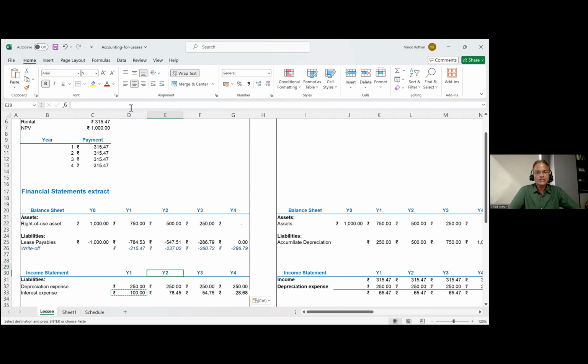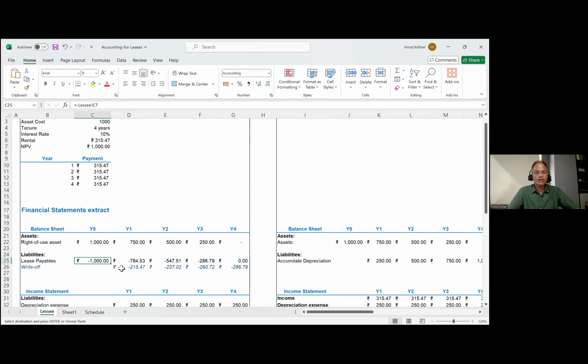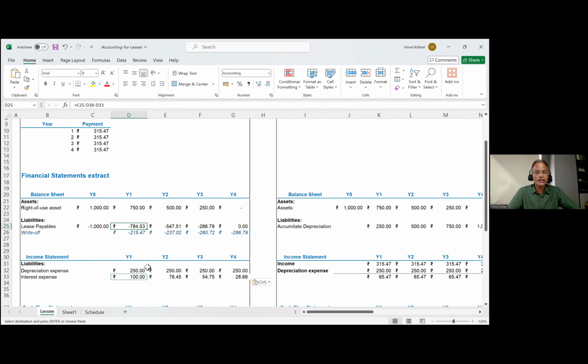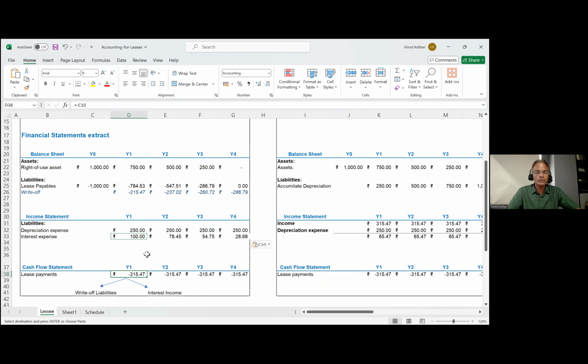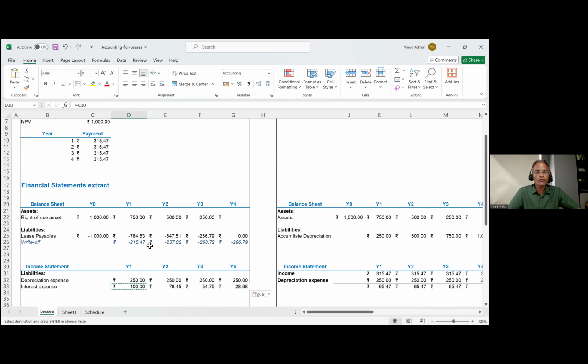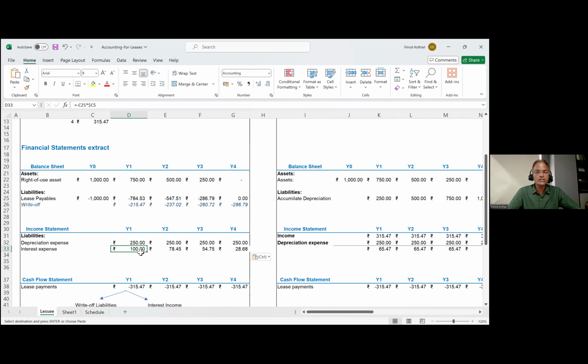So that's the expense, so that you can see the OTP liability starts with 1000 to begin with. Next year it becomes 784 because of the lease rentals paid, 315.47, partly goes towards interest. This amount 215, how do we get it?